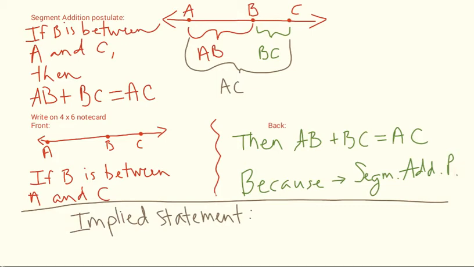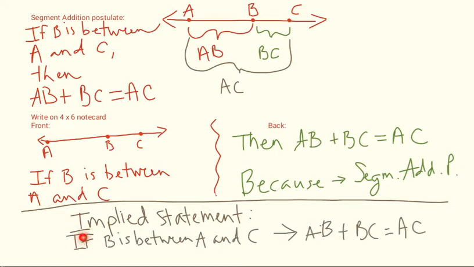We're also going to talk about implied statements. Our implied statement would be, if B is between A and C, that's the first part of our statement, then this symbol right here means that we're implying, or that implies that AB plus BC equals AC. So this is the if part of our statement, this is the then part. If we're given this first half, then we can write this as the next statement. And the reason is still the segment addition postulate, so keep in line with that on your note card.